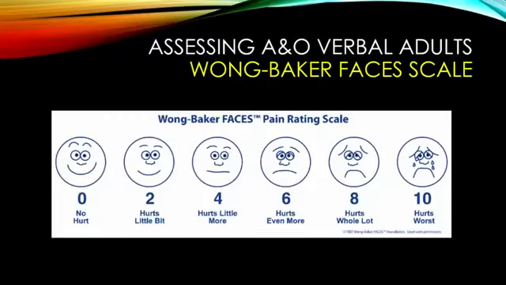The first scale to use for pain assessment is also the most likely to be used in the hospital for alert and oriented verbal adults. It's called the Wong-Baker FACES scale. The scale goes from 0, no pain, to 10, the worst pain you can imagine.